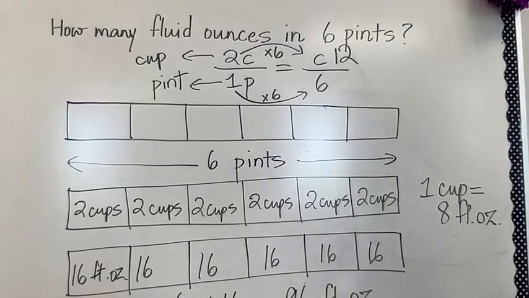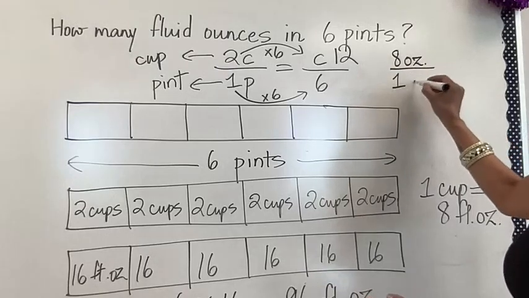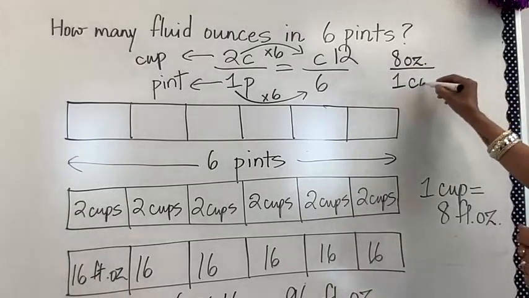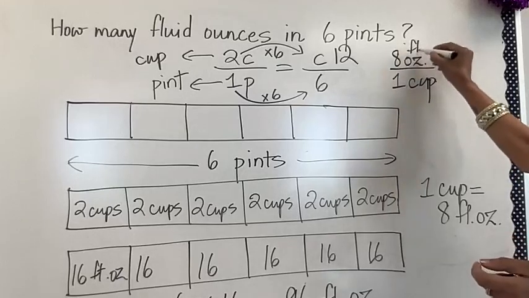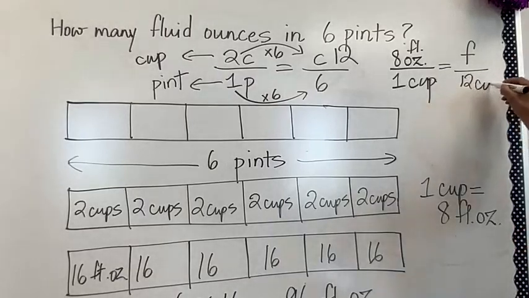And then after that, I am going to convert the 12 cups to fluid ounces. Okay, so I'm going to make another equivalent ratio, and I know that 8 ounces are in 1 cup. We're talking about fluid ounces here. 8 fluid ounces are in 1 cup. So, it's asking how many fluid ounces am I going to have if I have 12 cups?